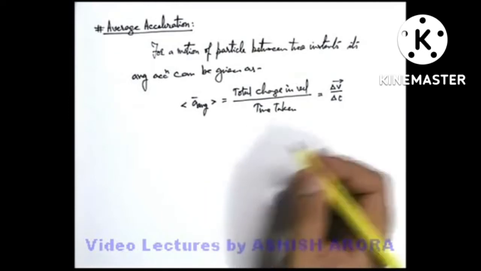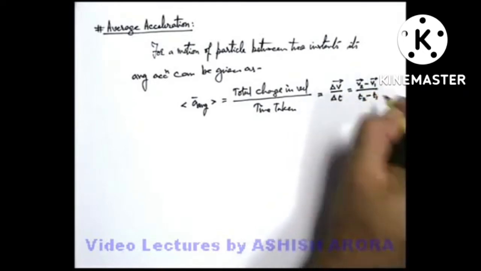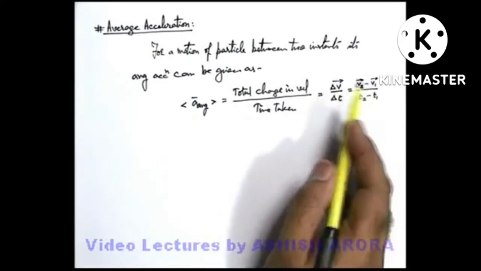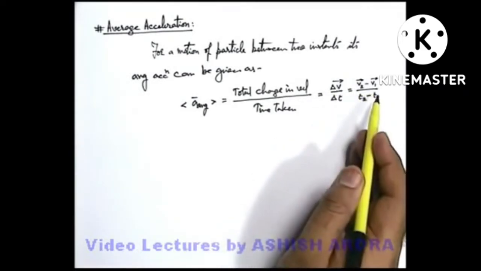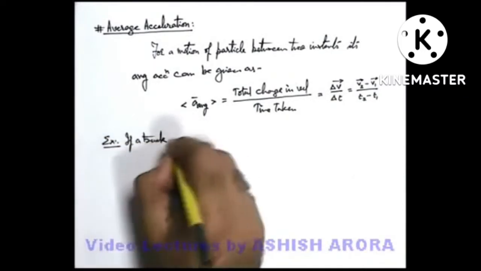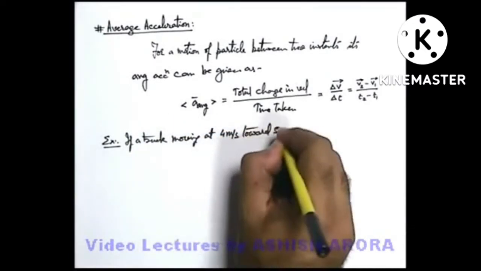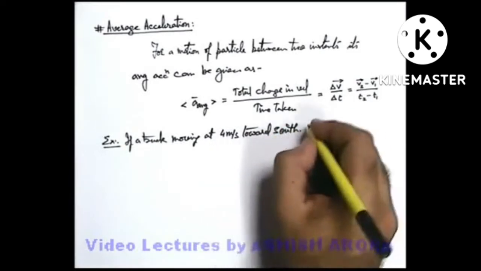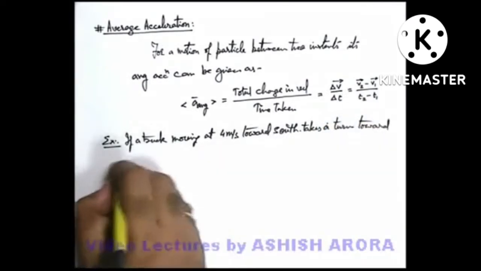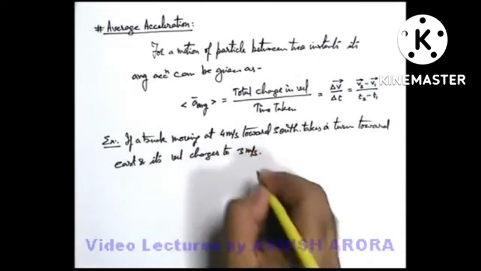So if a particle's velocity changes from v1 to v2 in a time t1 to t2, it can be written as v2 minus v1 vector divided by t2 minus t1. This is how we directly find the average acceleration. For average acceleration, we don't need to know how velocity is varying. We just need the velocities at the initial and final instants. Just to understand it, we take up an example. Say a truck is moving at 4 meters per second toward south, takes a turn toward east, and its velocity changes to 3 meters per second.